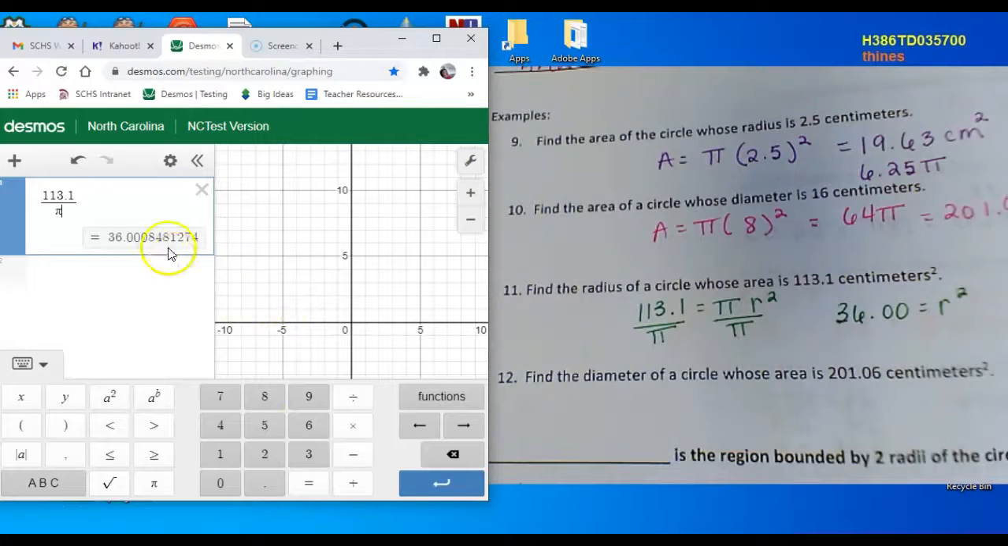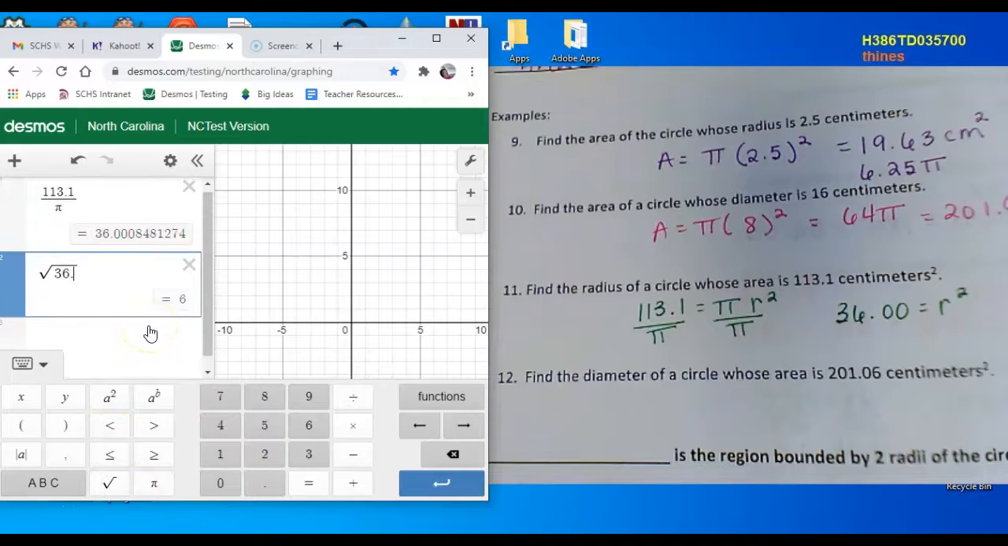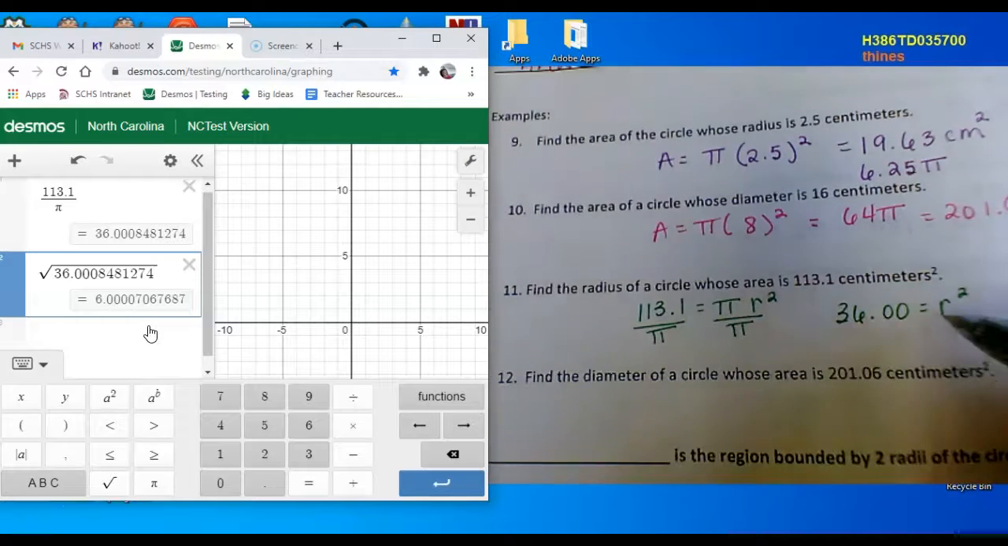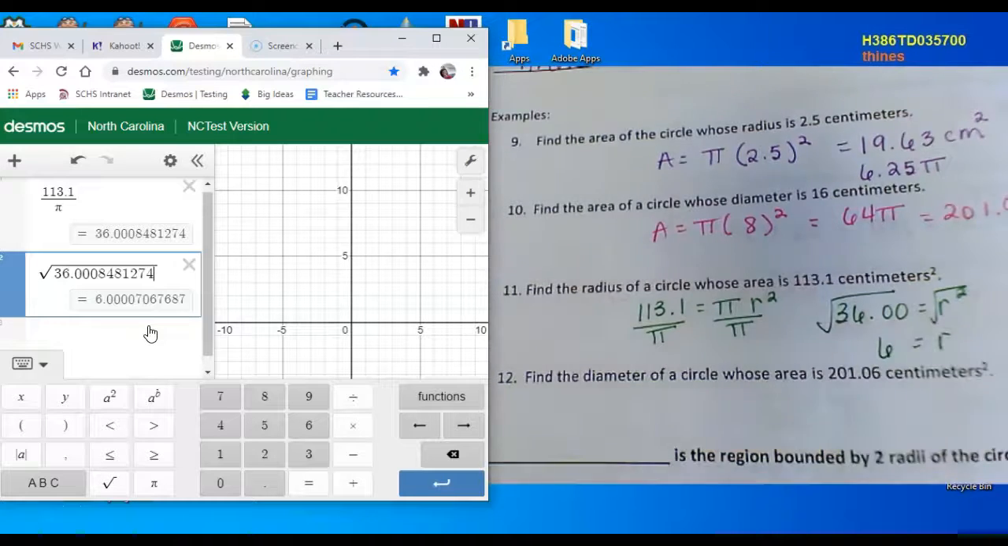Now, you want to try to take the square root of as much of the decimals as you can, because sometimes it might round it differently, but because there are so many zeros, it's going to come out pretty close. And so you take the square root after that, and so r is 6.